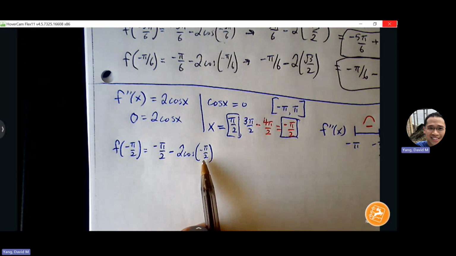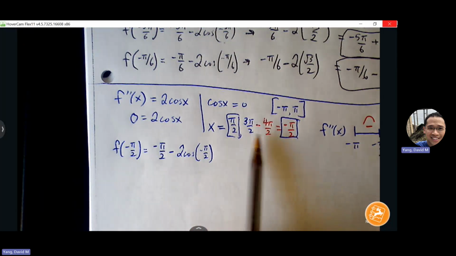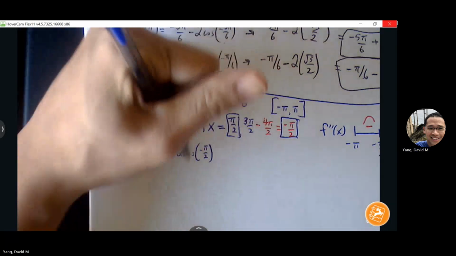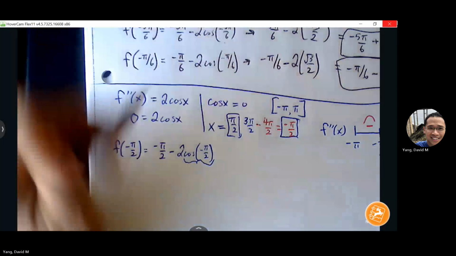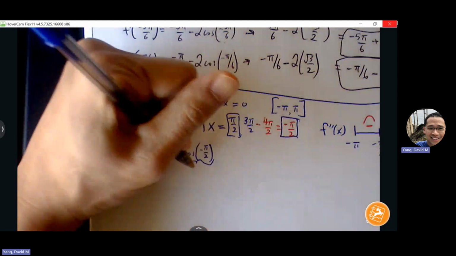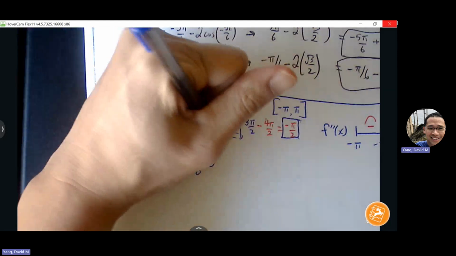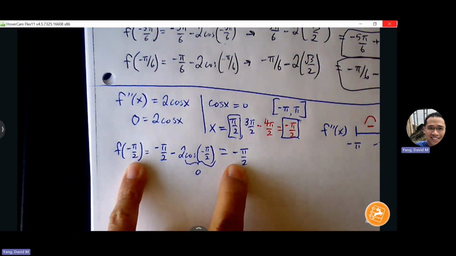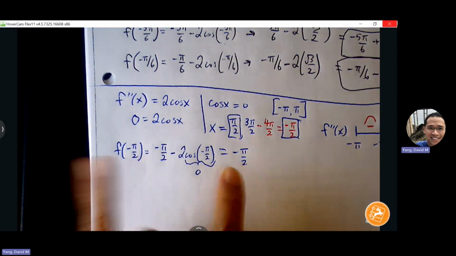Okay, so if you don't recognize negative pi over 2, look back at where it came from. It came from 3 pi over 2. So what's cosine of 3 pi over 2? It's going to be what? It's 0, right? Okay. So that's going to wipe this whole thing out. I'm just left with negative pi over 2. So my ordered pair is simply negative pi over 2, comma, negative pi over 2.